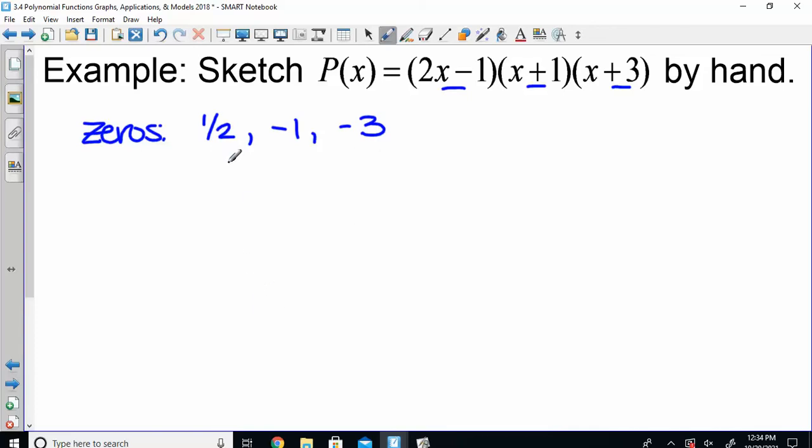For each of these, we need to decide if the graph will bounce or go through. They all have a multiplicity of 1. 1 is odd, so what will happen? You'll go through.